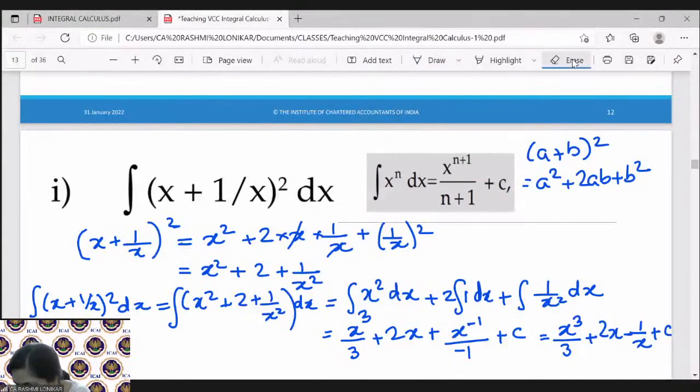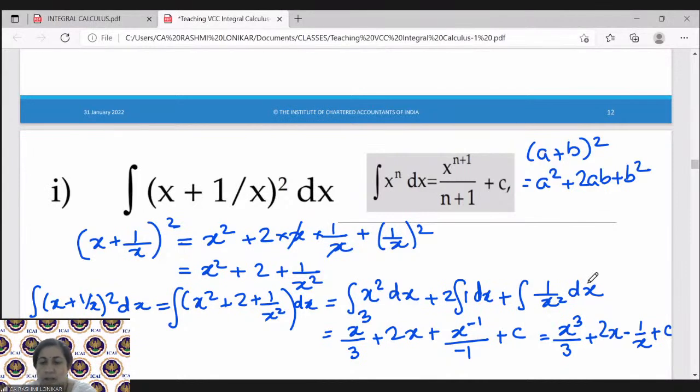I hope you can see this minus sign, else I will write it again. This is equal to minus 1 upon x plus c. Okay. What have we done here? I had a square. I had a function whose square was there and I had to find the integration of that.